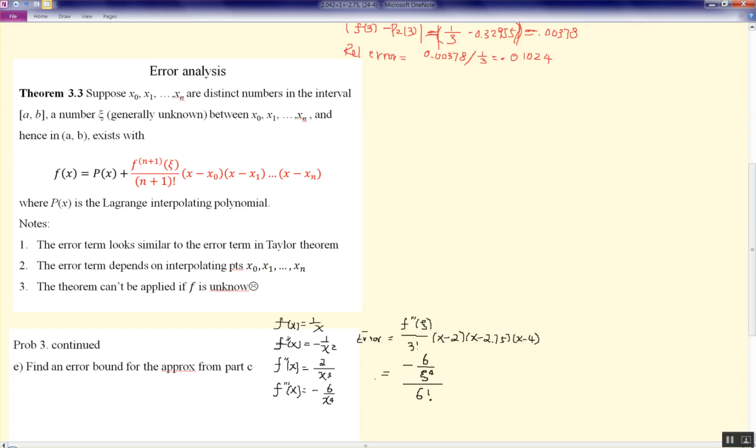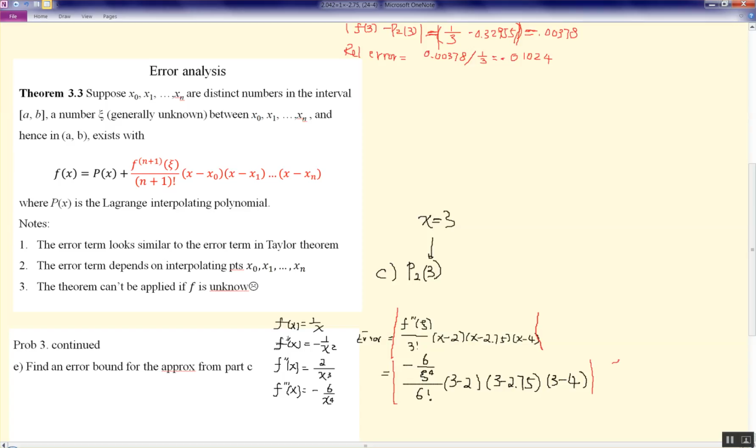Now, remember what we are looking for? We look for the error bound for the approximation from part C. In part C, we use P2 of 3. We use P2 to find f of 3, right? So x is equal to 3 in this case. Therefore, here I will use 3 minus 2, 3 minus 2.75, and 3 minus 4, because x is 3 in part C. At the end, again, whenever you look at error, you really don't care about the sign, so you want to use absolute value right here, okay? Absolute value.